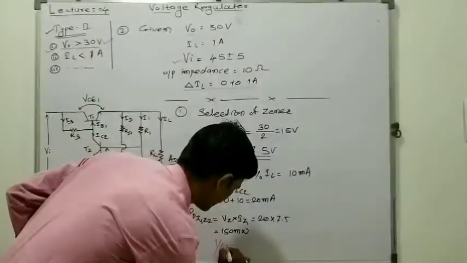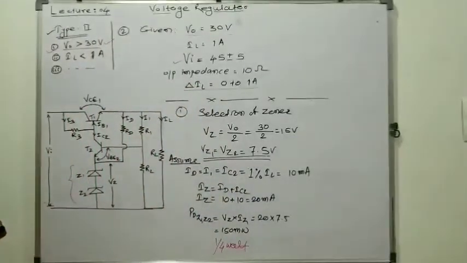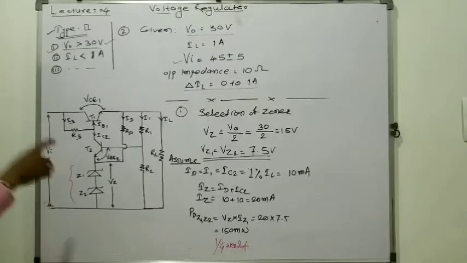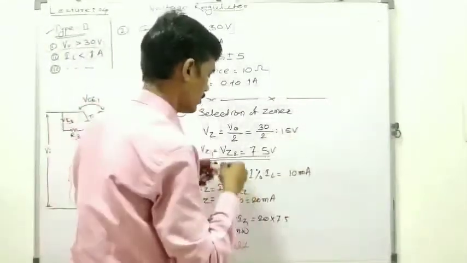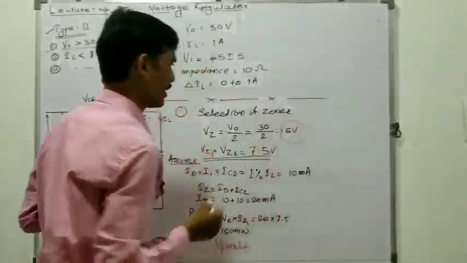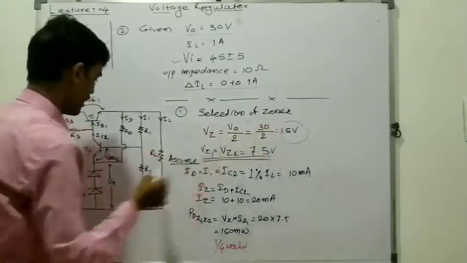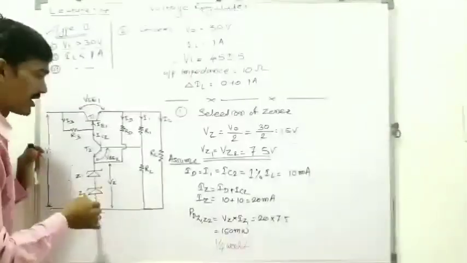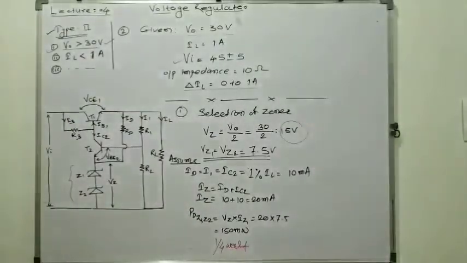1/4 watt Zener, that is Z1 and Z2. Those two Zeners we have to connect in series for getting a total reference voltage equal to 15 volt. So we are getting this 15 volt by connecting two Zeners Z1 and Z2 in series. Z1 and Z2 specification is 7.5 volt. So this is the first part, that is selection of Zener diode.